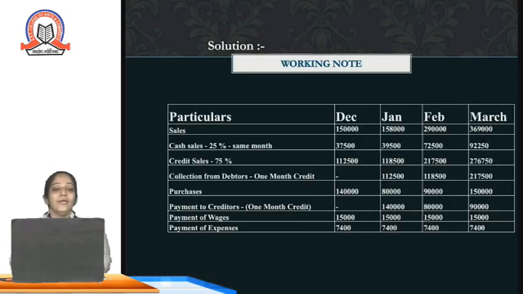So you can see in this particular schedule, I have written purchases, which is 1,40,000 for December month. That payment to creditor will be 140 in the month of January. So this is payment, that will be considered as cash outflow or payments.